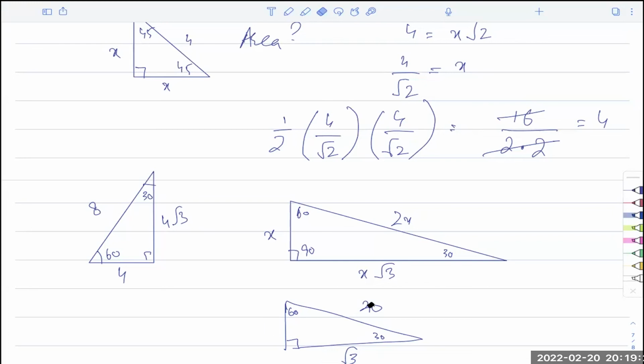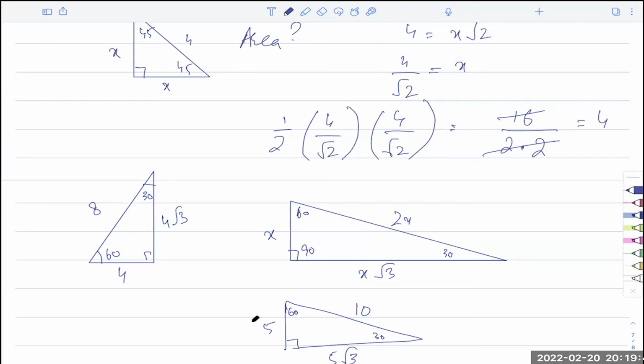Okay, let's try it one more time. What if this side is 10? Then you'd have 5. And then you'd have 5 square root 3. Very good. Okay, that's how you do it.